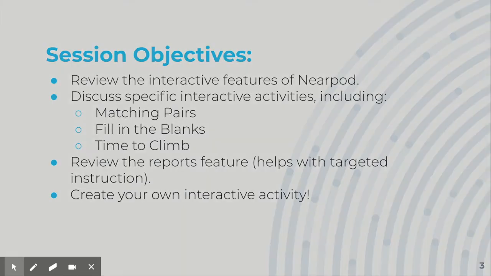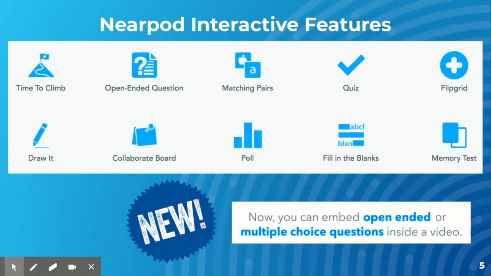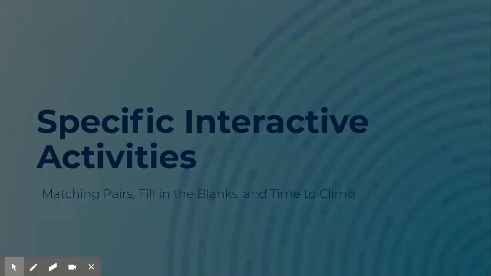So as we move through these, there are a variety of interactive features that are included with Nearpod, some of which include open-ended questions, quizzes, you can include Flipgrid links, a Draw-It board, a Collaborate board, a poll, and a memory test. But the three that we are going to focus specifically on today are the matching pairs, the fill in the blank, and time to climb.